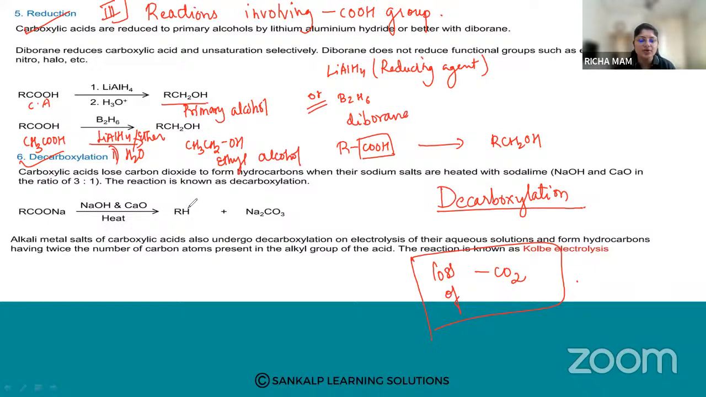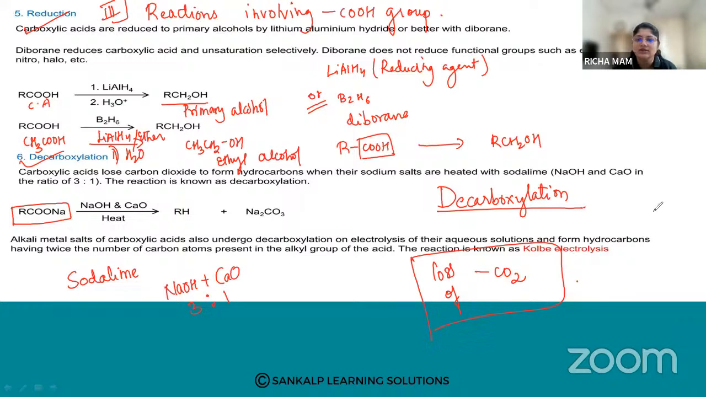So when sodium salt of carboxylic acid is heated, you have to take a sodium salt of carboxylic acid and heat it in soda lime. What is soda lime? Remember this is also very important. Soda lime is NaOH plus calcium oxide in the ratio of 3:1.